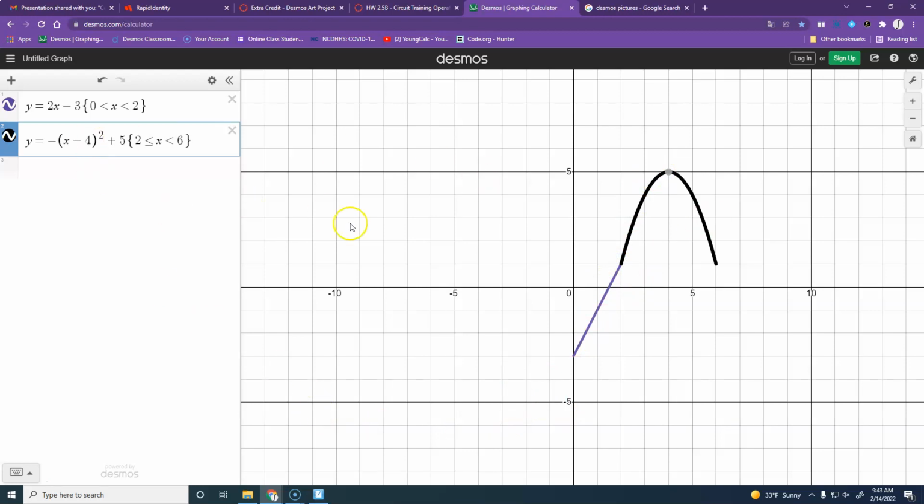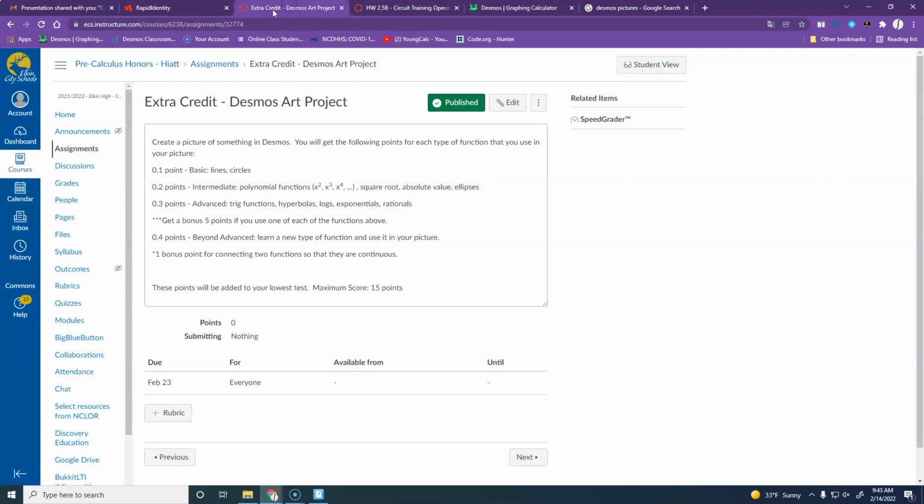We're going to do some piecewise functions. We'll do some more with that. That gives you an idea of where you're going. The maximum, these points will be added to your lowest test grade. I am putting a maximum score of 15 points on this because I'm not going to add 100 points if you do a really crazy picture.